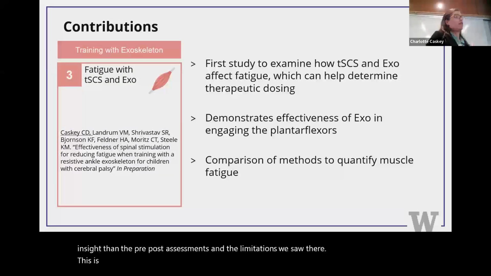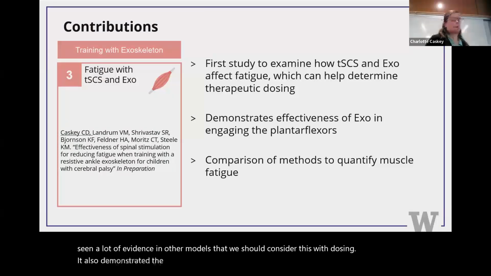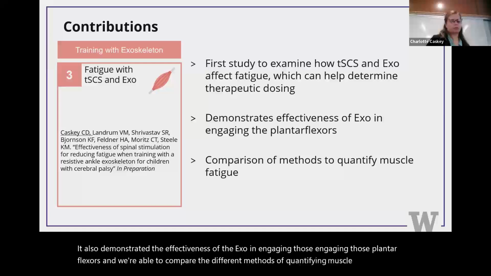This is the first study to look at fatigue with spinal stimulation or the exoskeleton, but we've seen a lot of evidence in other models that we should consider this with dosing. It also demonstrated the effectiveness of the exo in engaging those plantar flexors, and we're able to compare the different methods of quantifying muscle fatigue.